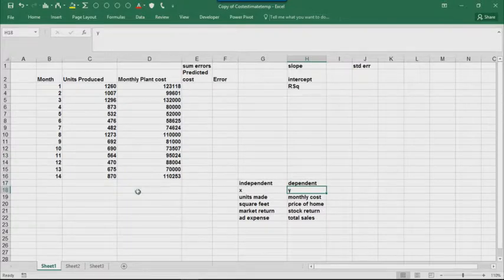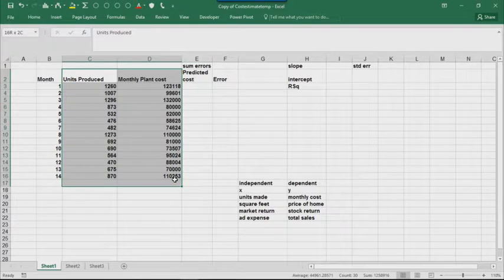So let's look at an example of how the trend curve works. We have 14 months of data for a company. We have the units produced, let's suppose they're refrigerators, and the monthly cost of running the plant. There should be a relationship. The more units that are produced, the higher the cost of running the plant. So we want to get some insights into the form of that relationship. We should graph these points.